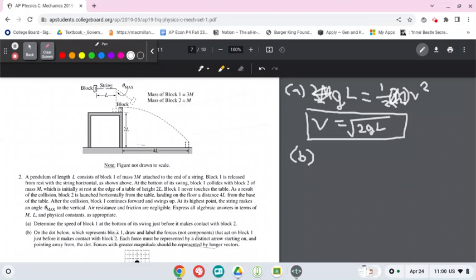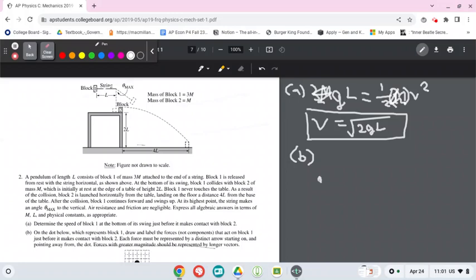Determine on the dot below, which represents block 1, draw and label the forces, not components, that act on block 1 just before it makes contact with block 2. Each force must be represented by a distinct arrow starting on and pointing away from the dot. Okay, so we have a dot here, and it's referring to block 1 right before it hits the other block. So there's going to be gravity and there's going to be tension, and those are the only two forces acting upon the block.